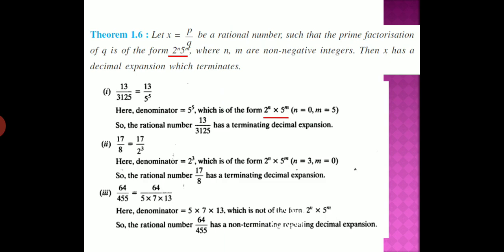Therefore, it is non-terminating, repeating. So what you have to keep in mind is, if in the prime factorization of the denominator it has 2 alone, then it is terminating. If it has 5 alone, then it is terminating. If it has 2 and 5 both, then it is terminating. Otherwise, it is non-terminating, repeating.